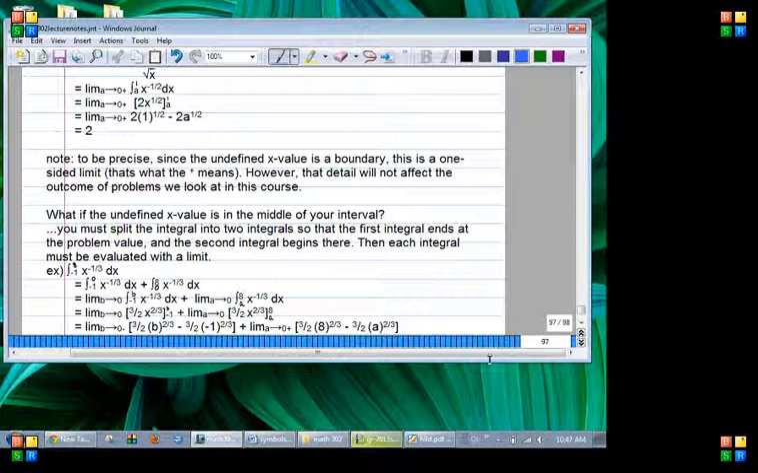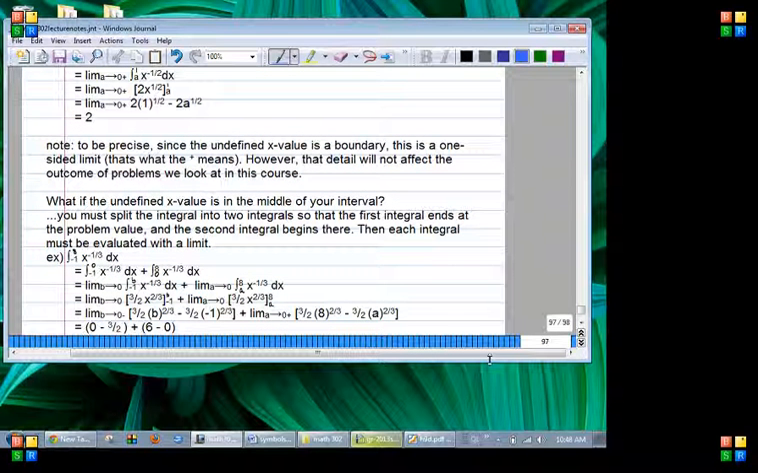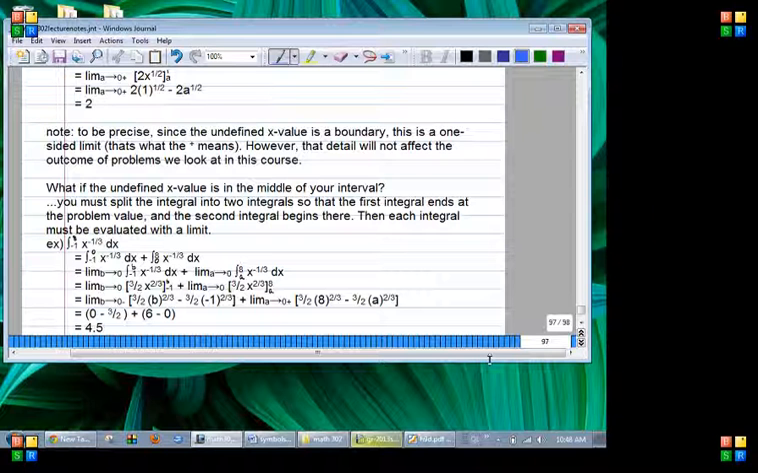So what is the limit of 3/2 b to the 2/3 as b goes to 0? It's 0. It's 0 to some positive power, so it's 0. And then what about on the other side? Limit as a goes to 0, again, 0 to some positive power, 0 to the 2/3 is just 0. So you get 0 minus 3/2 plus 6 minus 0. Work it all out. You get 4.5.